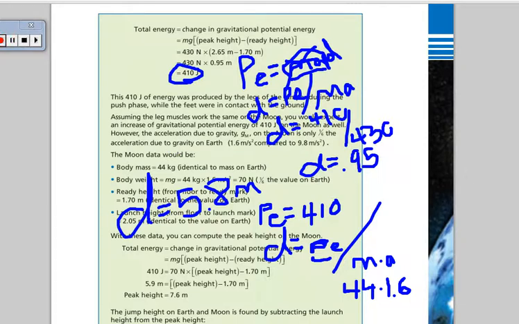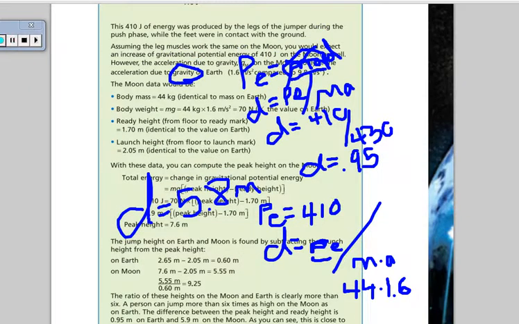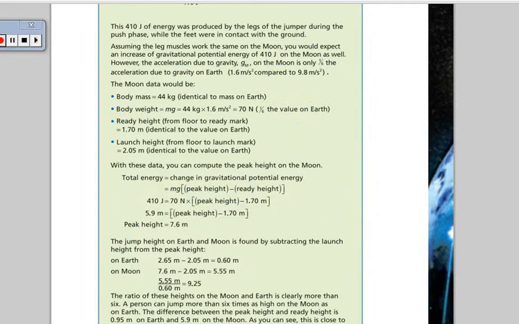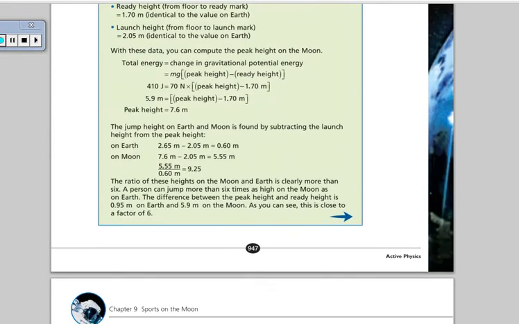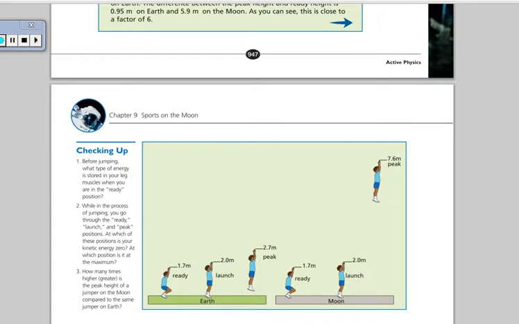And that is pretty much it for this lecture. I just want you guys to see that energy is conserved, and no matter what calculation we use, we're going to come up with the same amount of energy. But if we're on the moon where acceleration is less, we're going to have a higher distance.